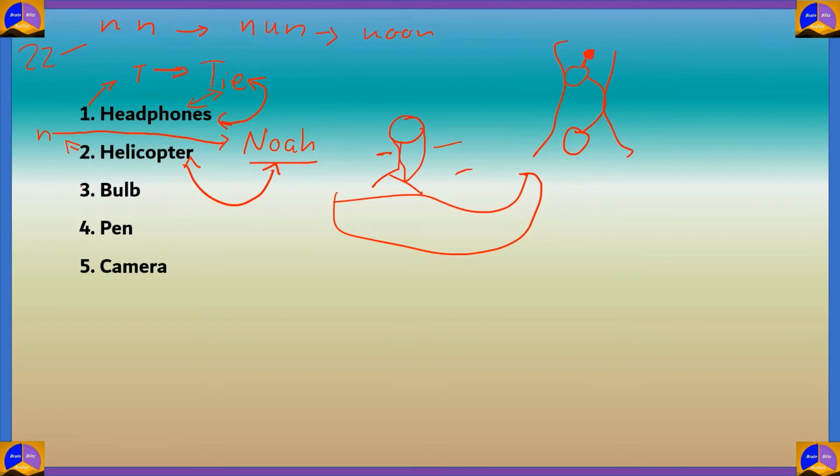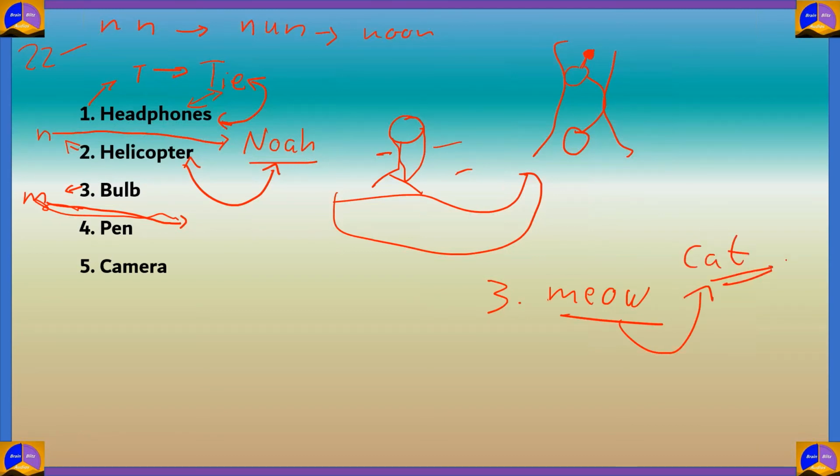Now, number 3, it has the M sound. So we need to find a word which has the M sound. Now for the number 3, I use the word meow. So I know that meow means the cry of a cat. So when I think of the number 3, I always think of a good old cat.